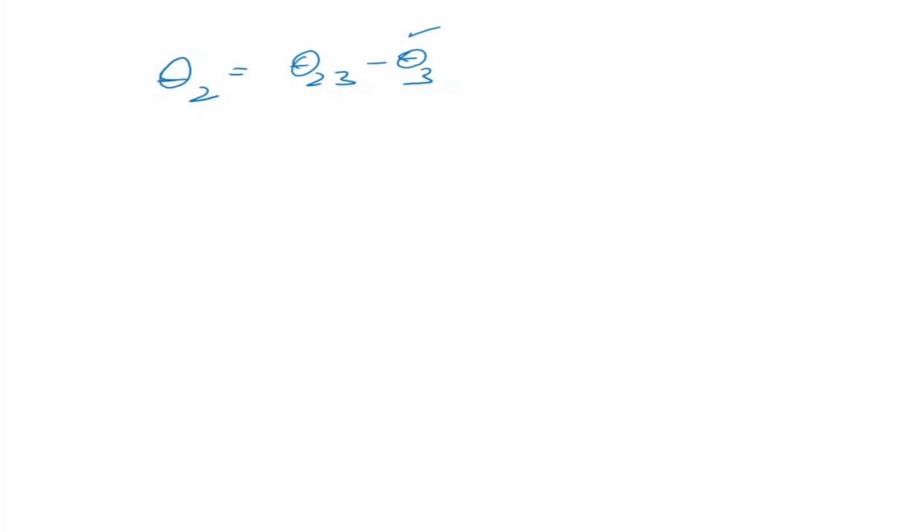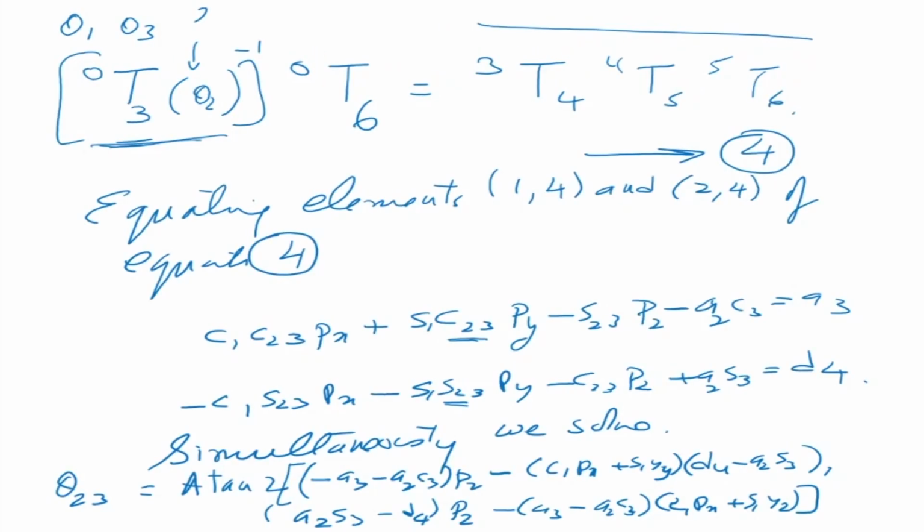Okay, now so what have we found till now? We have found theta 1, we have found theta 2, we have found theta 3. Okay, we have found all these three. Now what we need to do is, again we look at equation number 4. So our equation number 4 was this one. Okay, and what we do is we equate 1, 3 and 3, 3 elements of both sides of this.